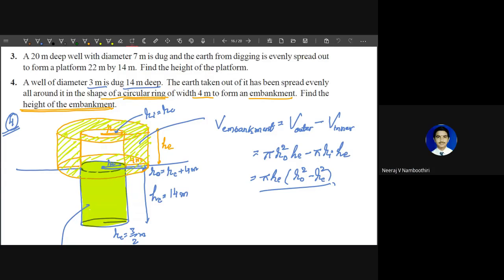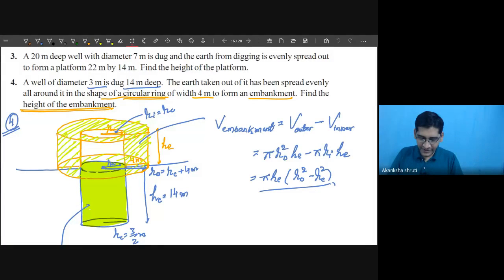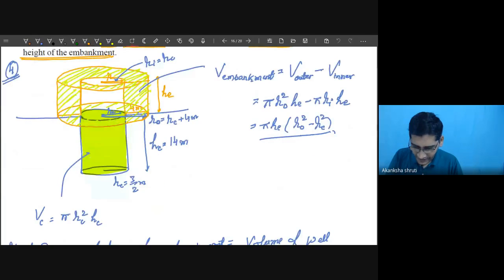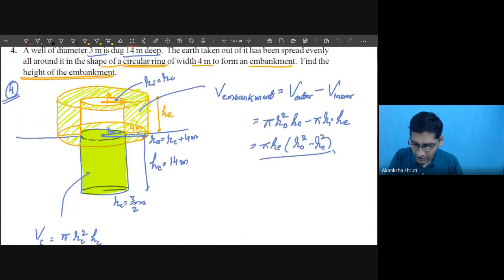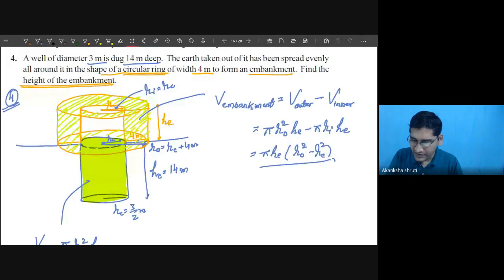Yes, sir. Okay. Students, we were discussing question number 4. The total volume of the earth taken from the cylindrical well, which is marked here in yellow, should be equal to the volume of the earth in this embankment. And the volume of the earth in the embankment is calculated by taking the volume of the outer cylinder minus the volume of the inner cylinder.